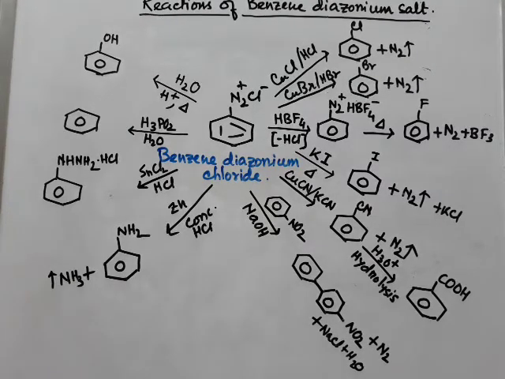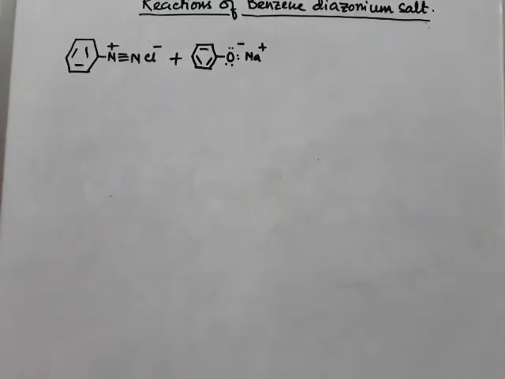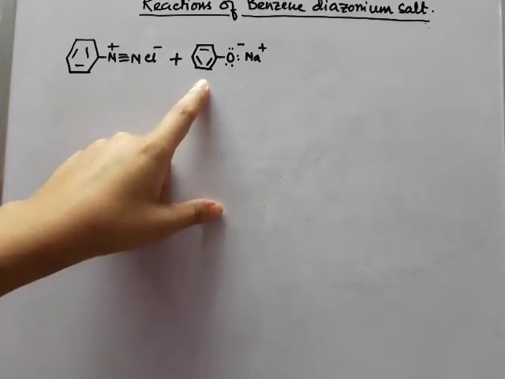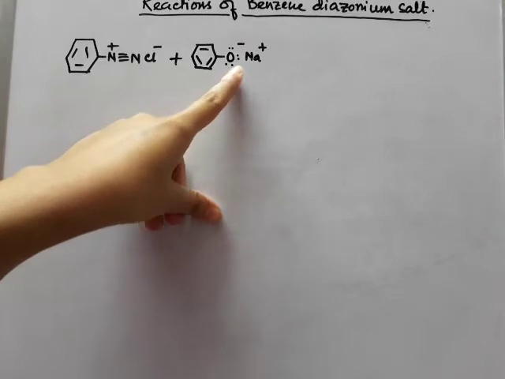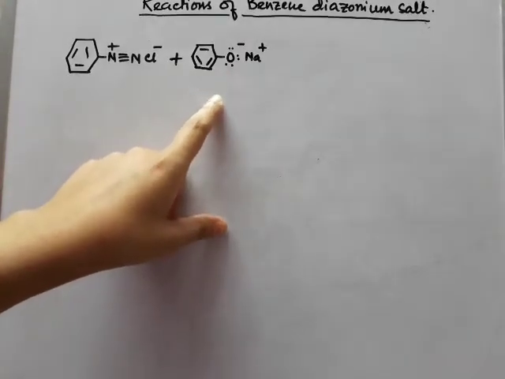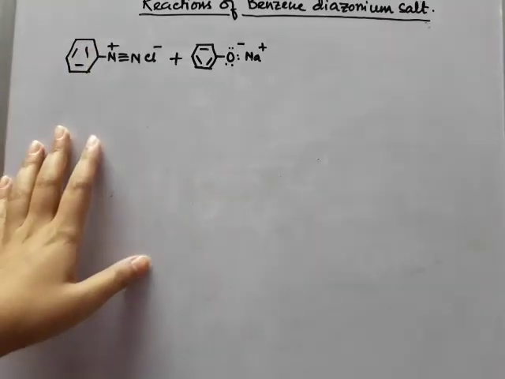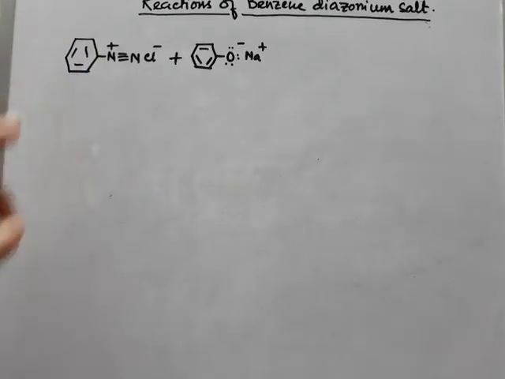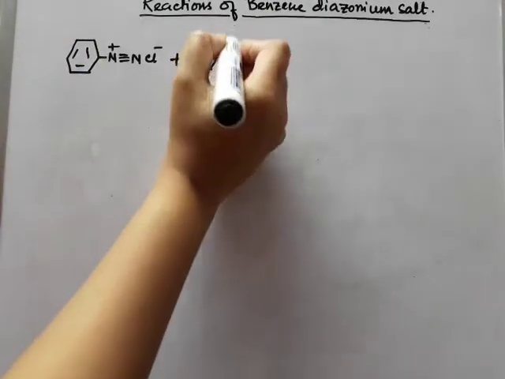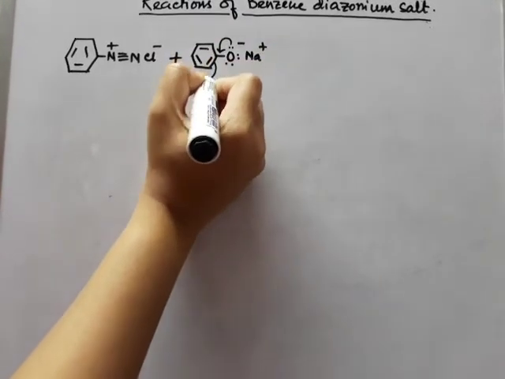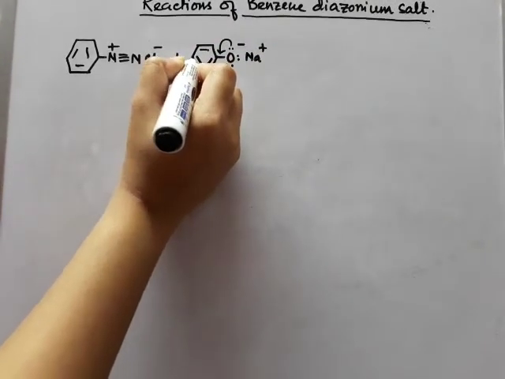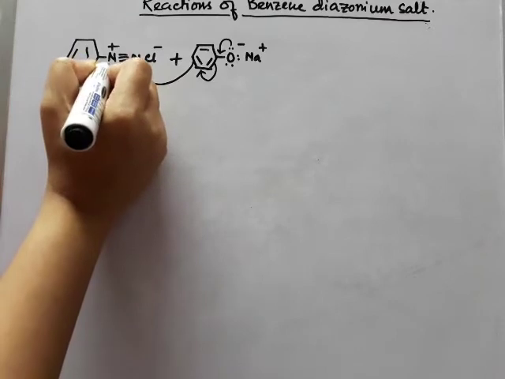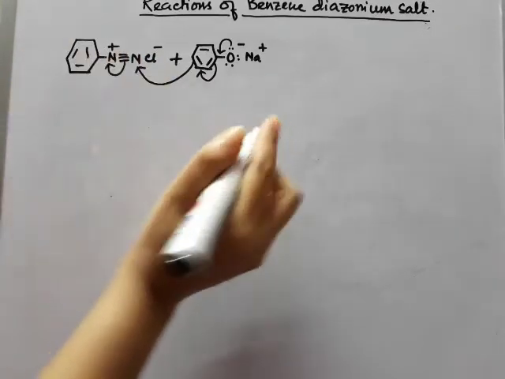So let us have a look at its mechanism. As we have taken alkaline solution of phenol, we are getting phenoxide ion. We have taken NaOH, that's why we are getting sodium phenate. And this coupling reaction is an electrophilic substitution reaction where this diazonium cation acts as an electrophile. So what will happen now? Now this will shift over here, and from this para position it will attack this nitrogen atom, and as a result this bond will shift and this charge will be neutralized.